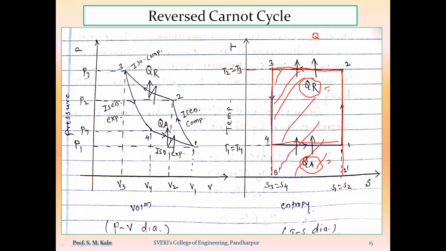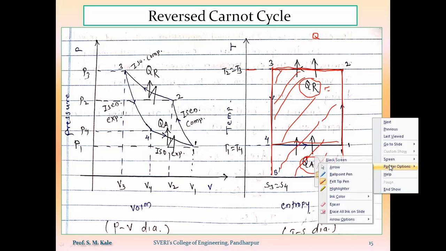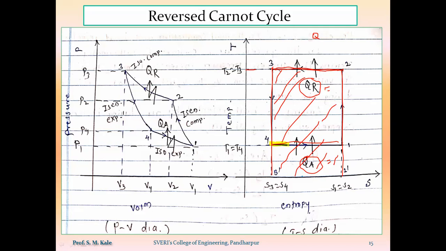After calculating the value of QR, I then have to calculate QA. In which process does heat addition take place? During the process 4 to 1, heat is being added. So to calculate the value of QA, I am going to consider this much area.